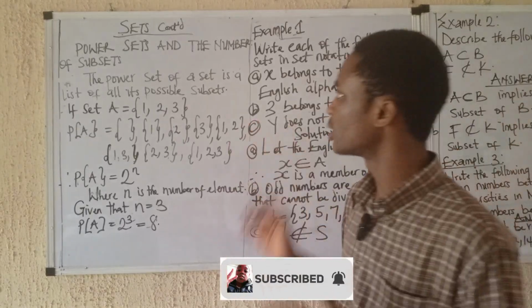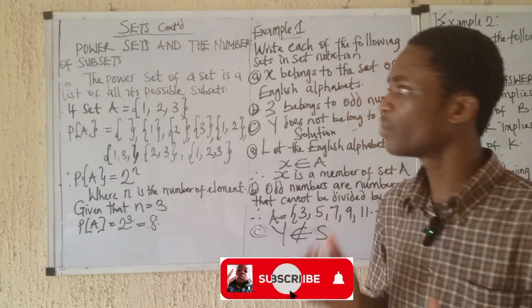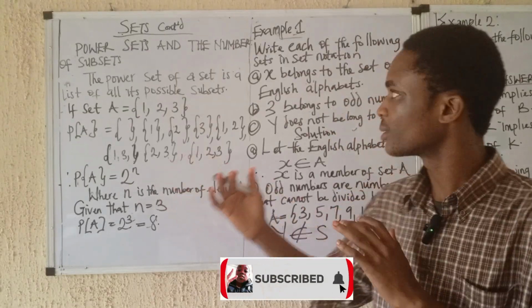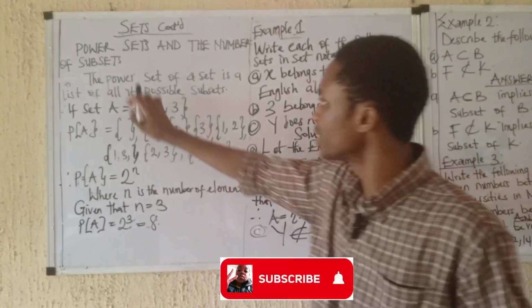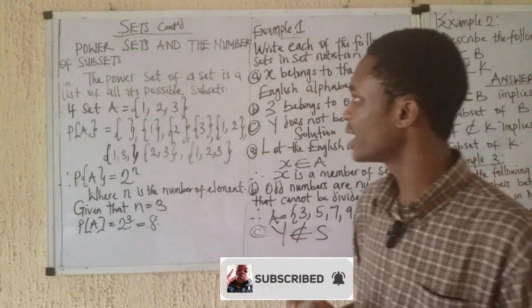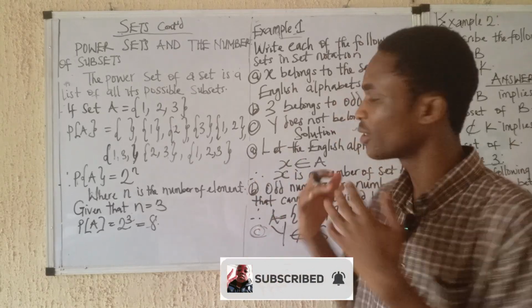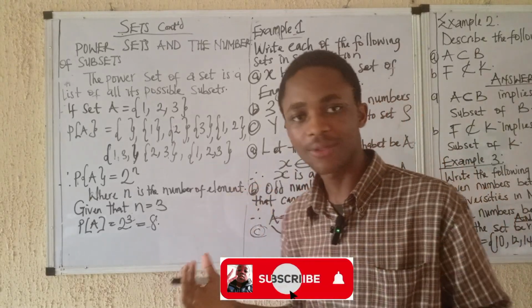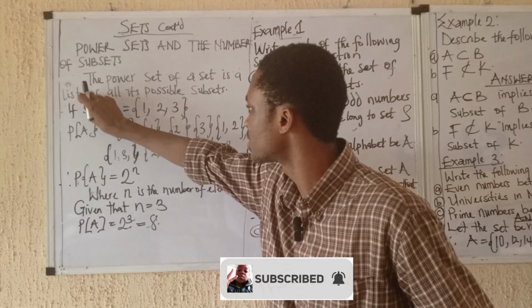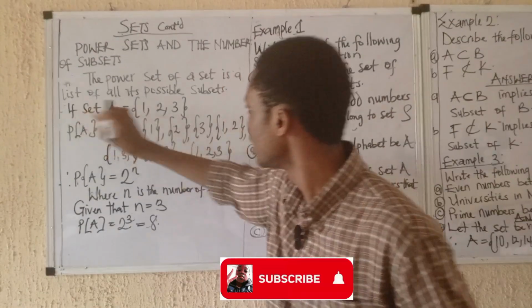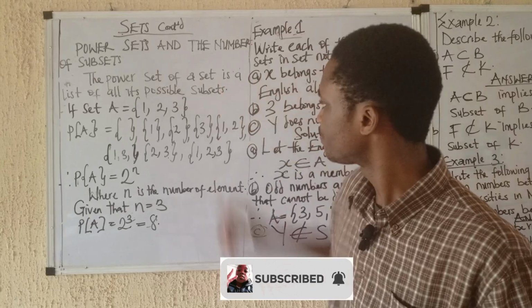Today we'll be treating the topic, the power set and the number of subsets. Before we start, we'll define the terms power set and subset. First, the power set of a set is the list of all the possible subsets. Let's take, for instance, a set A with the following elements. The power set of A, remember, is all the possible subsets.